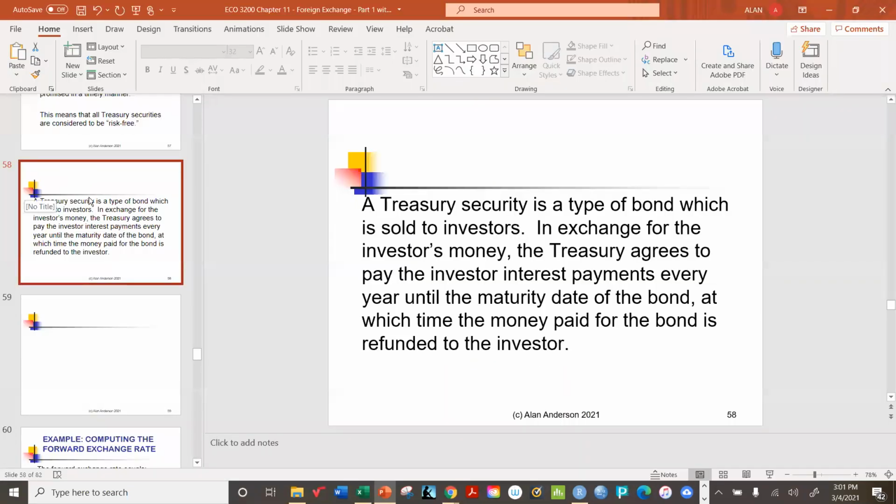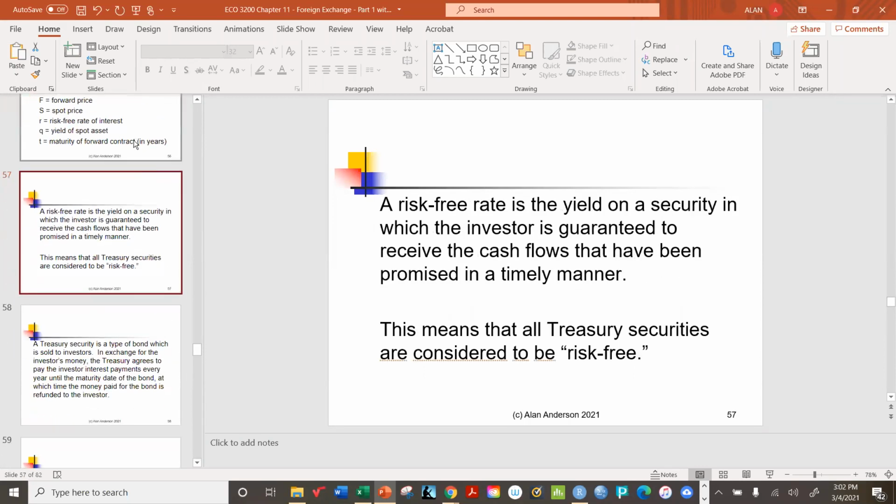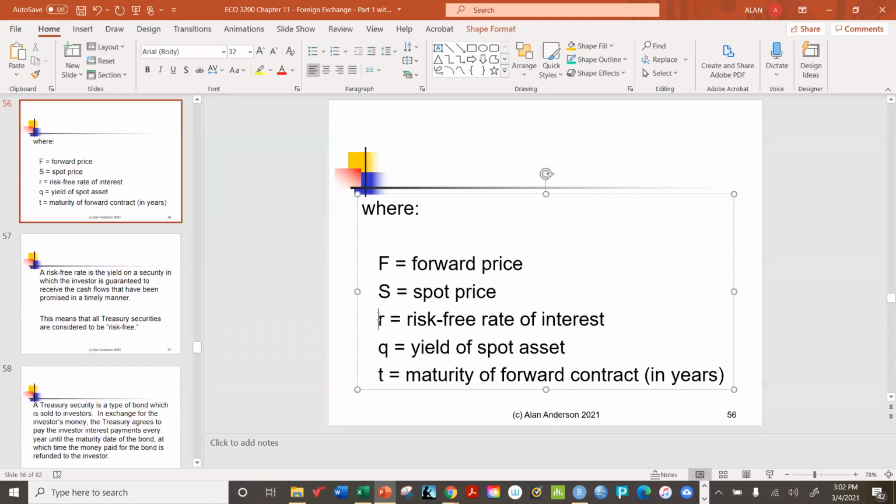All right. Anyway, in our formula then, we have that risk-free rate of interest, which means the yield on a treasury security. The time here tells us how long it takes until the forward asset is delivered. Now, this Q is the yield of the asset itself. When we're dealing with currencies, this actually turns out to be the risk-free rate in the foreign country.